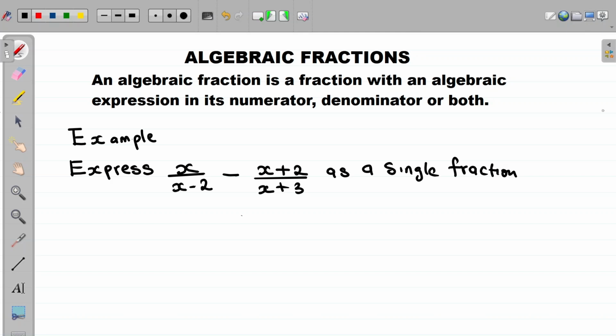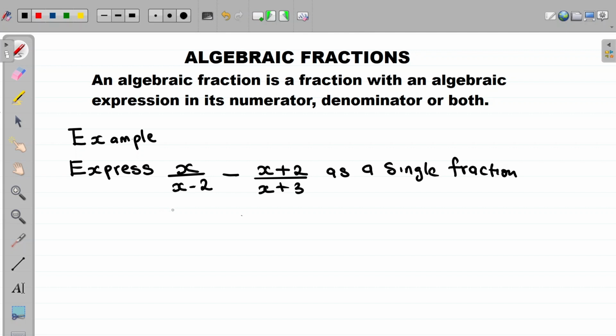Hi, in this video we will discuss algebraic fractions. An algebraic fraction is a fraction with an algebraic expression in its numerator, denominator, or both. An example is given to us: express x divided by x minus 2, minus x plus 2 divided by x plus 3, as a single fraction.